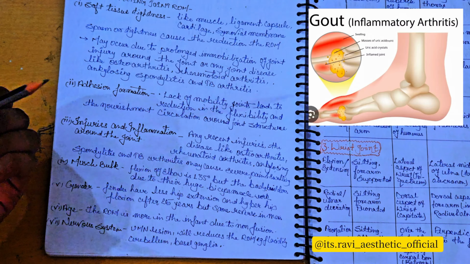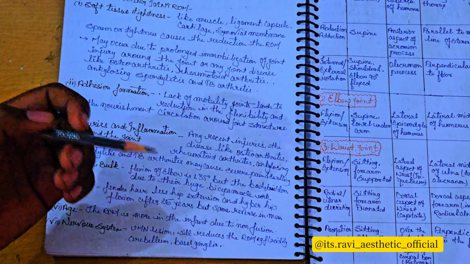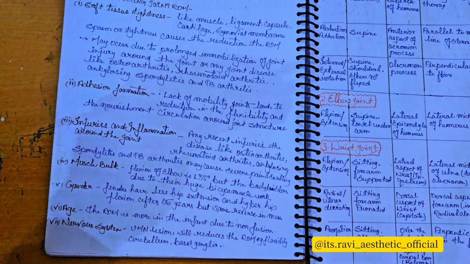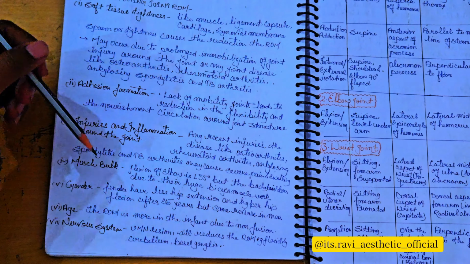Injury and inflammation around the joint, like different kinds of inflammation, like a fracture. Inflammation and injury will occur, so they can't move, and there is a reduction of range of motion. Also any recent injuries or diseases like osteoarthritis, rheumatoid arthritis, ankylosis, like that.